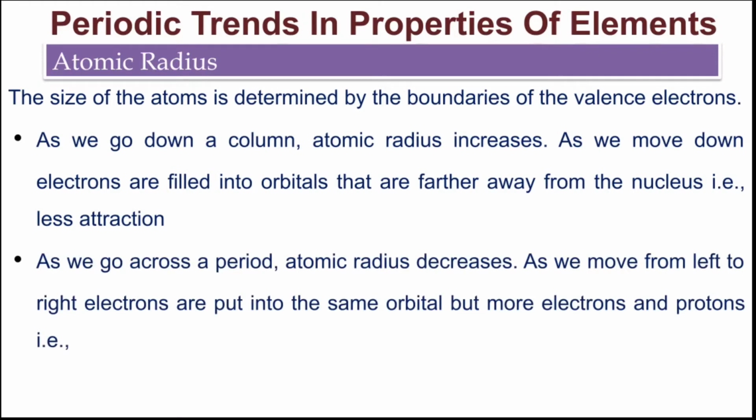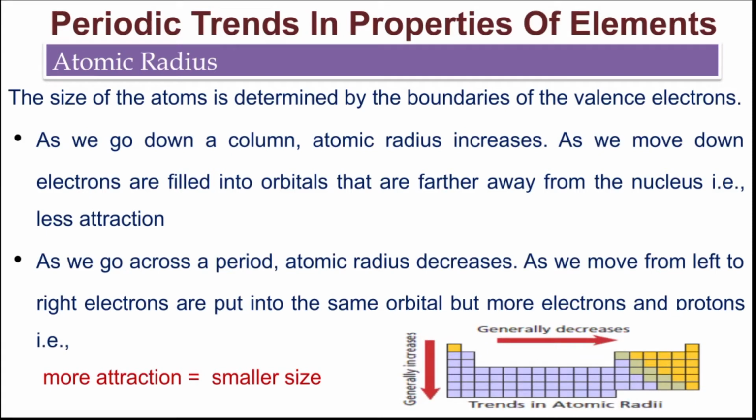As we go across a period, atomic radius decreases. As we move from left to right, electrons are put into the same orbital, but the number of electrons increases, and at the same time the number of protons is also increasing. So when the number of protons increases and the electrons are in the same orbital, the nuclear pull increases. Because of that, there is more attraction and the size reduces. As you see, generally atomic size increases down a group, and in periods generally atomic size decreases.